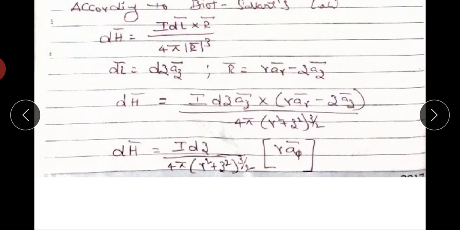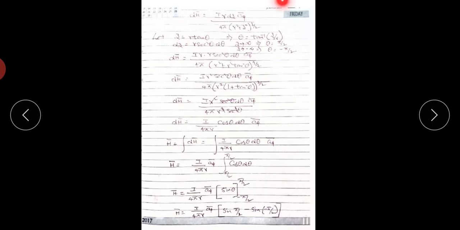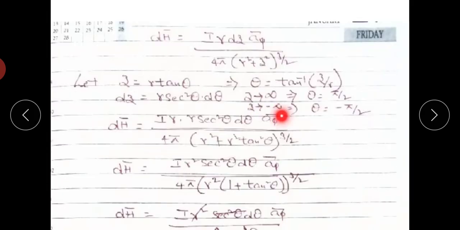So here apply cross product. AZ bar cross AR bar equals to A pi bar, so R into A pi bar. Next one, AZ bar cross AZ bar equals to 0. So the second term becomes 0. So the differential magnetic field intensity expression dH bar equals to I into R dz into A pi bar by 4 pi into R square plus Z square whole power 3 by 2.